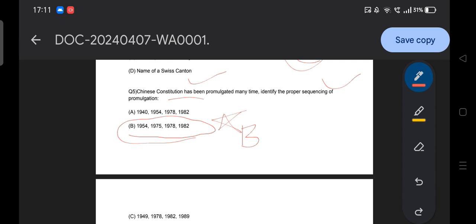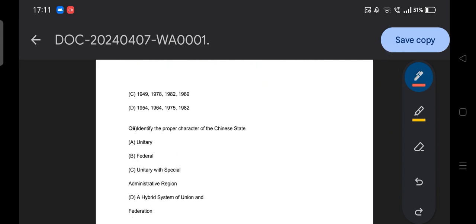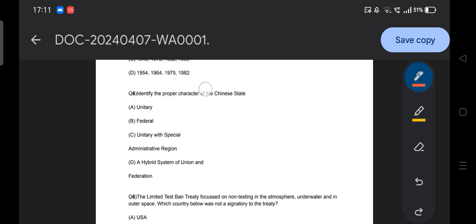be it your China, be it your Switzerland, be it your USA, be it your UK. We have to understand the development of its constitutions, the framework, and the amendments to it. Moving to the next: identify the proper character of the Chinese state. The answer to this question is unitary with a special administrative region, option C.